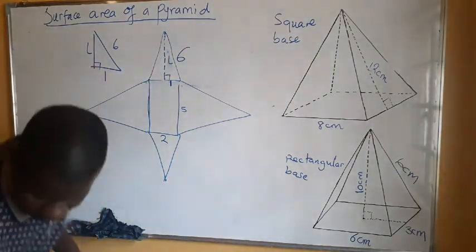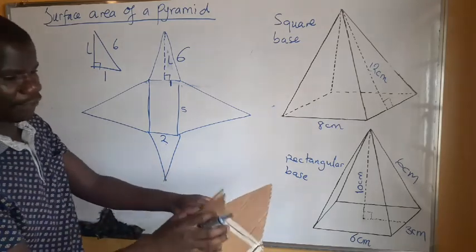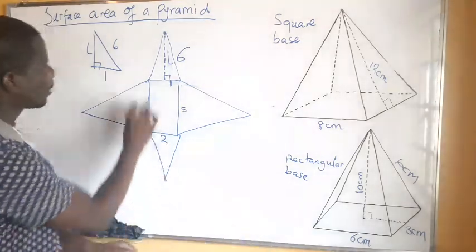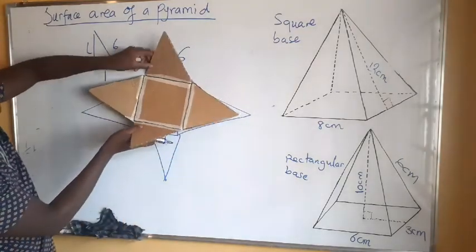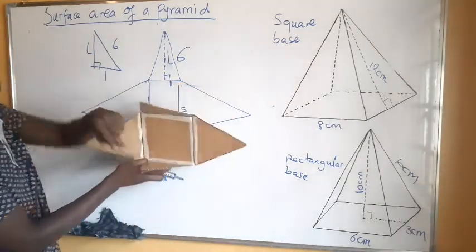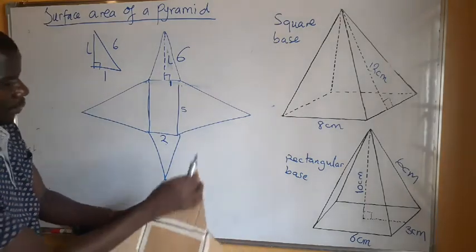Slanting in the sense that when we fold this one, it's slanting. So don't look at it as it appears here. Imagine, let's take this is the same one. What happens when it's folded? This becomes the slanting height. You understand? This is the one that we want.